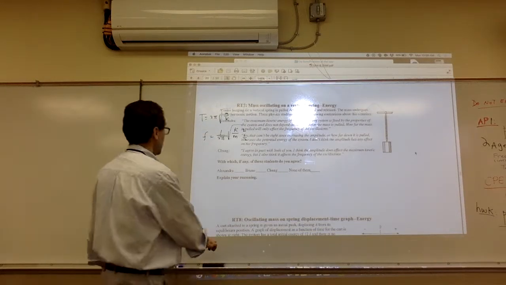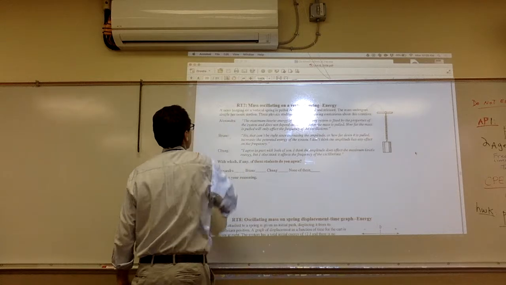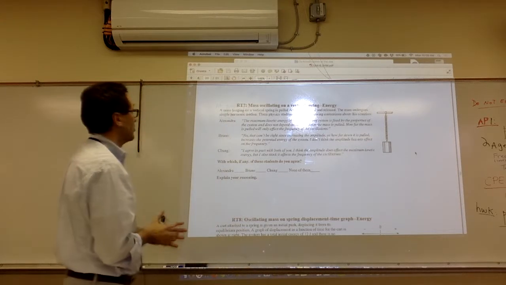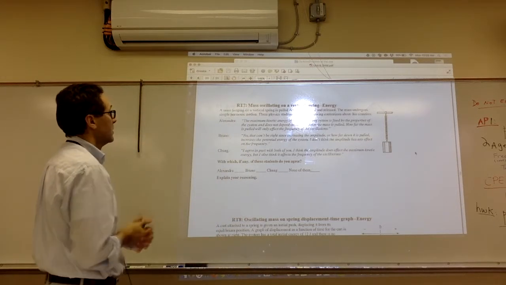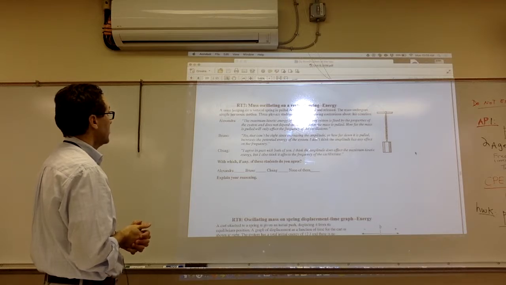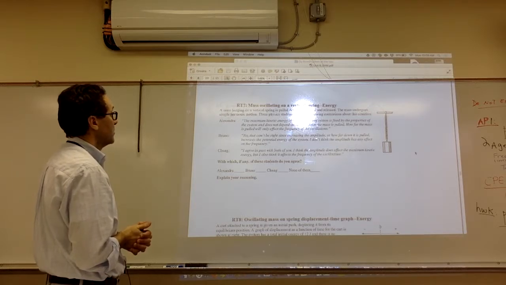Okay. Now we're at RT7. A mass hanging from a vertical spring is pulled down a distance d and released. The mass undergoes simple harmonic motion. Three students make the following contentions about the situation.